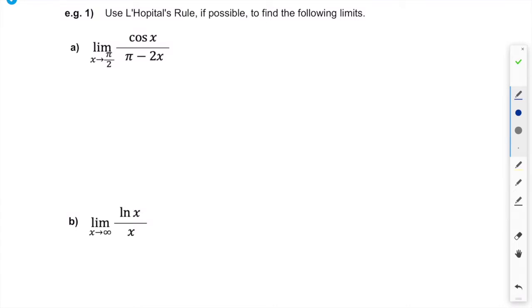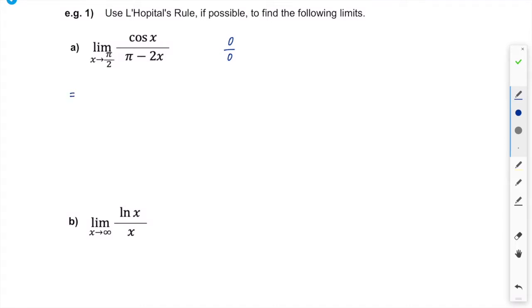Example 1. Use L'Hopital's rule if possible to find the following limits. Question A, we have cos x over pi minus 2x when x approaches pi over 2. So let's do a quick check here. Cosine pi over 2 is 0. Pi minus 2 times pi over 2, so pi minus pi, is 0. So we do have indeterminate form.